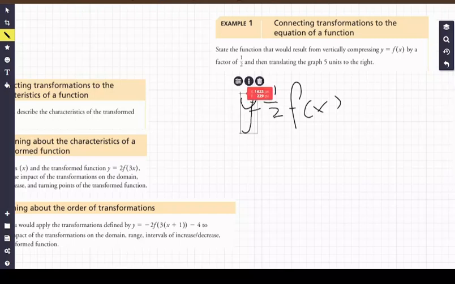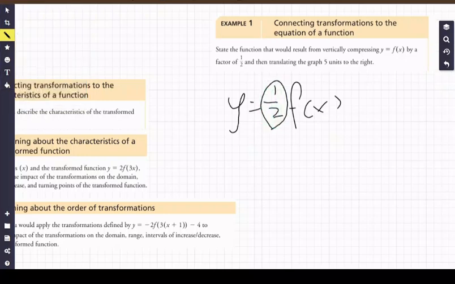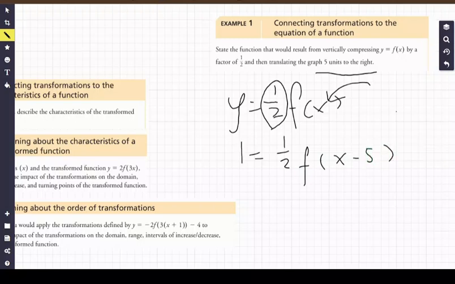So this is already the compression part. We have already compressed it by a factor of 1 over 2. Now notice the 1 over 2 is on the outside. When we talk about translating 5 units to the right or left, we're talking about a horizontal translation. When we have a horizontal translation, it goes inside of the f of x instead of outside. So we will have 1 over 2 f of, and then translating 5 units to the right, it's basically x minus 5. So x minus 5, and that is our answer.